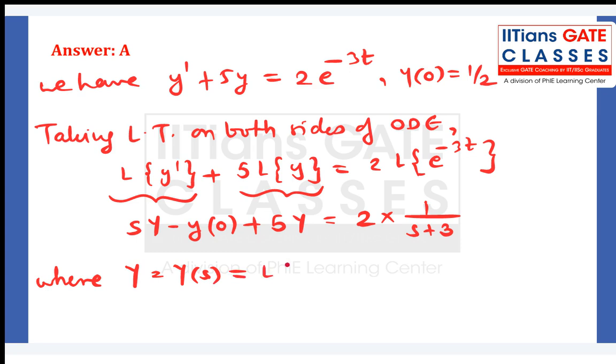Here capital Y is a function of s, the frequency domain variable, and is the Laplace transform of your y function in the time domain. Notice one thing: this y is a small y, not a capital Y. When you take the Laplace of the derivative, only the first term has the Laplace transform function capital Y. All other terms, with the negative signs, are the original function in the time domain evaluated at t equal to 0. They have given you that y of 0 is half, so you are supposed to put it in this equation and then solve it further. So let's do that.